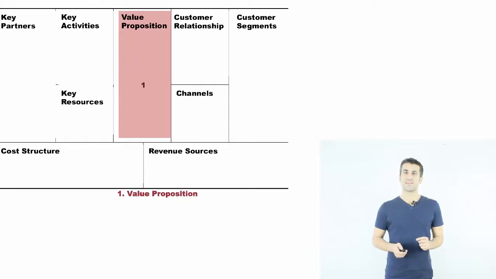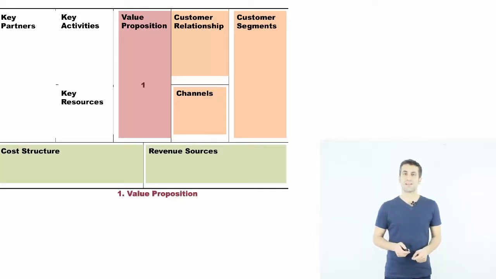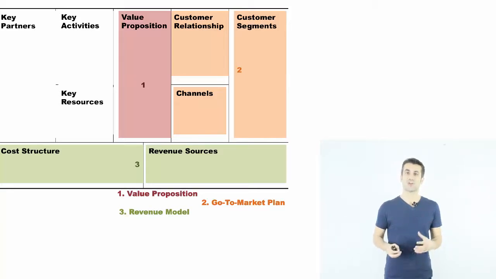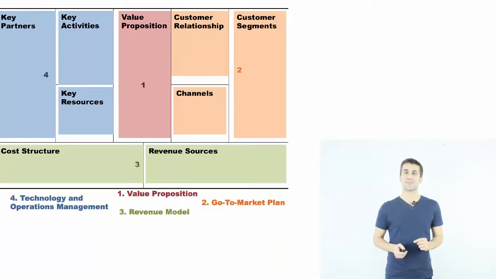And then the next part is the go-to-market plan, which involves the customer segments, customer relationships, and the customer channels. This is our go-to-market plan. And thirdly, we have the revenue model, which includes both the revenue sources and the cost structure. And finally, we have technology and operations management, which involve the blocks of key partners, key activities, and key resources. Now, let's look at each block one by one.